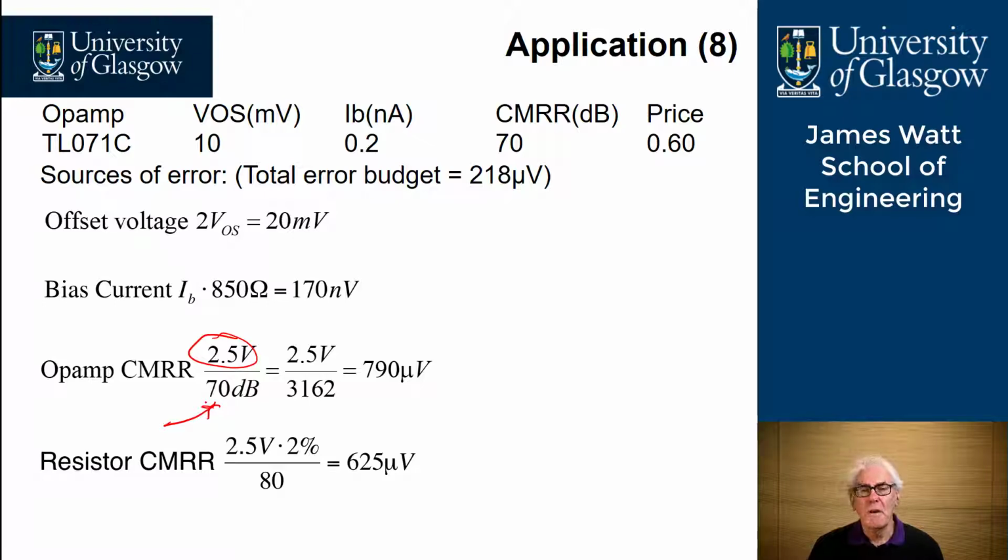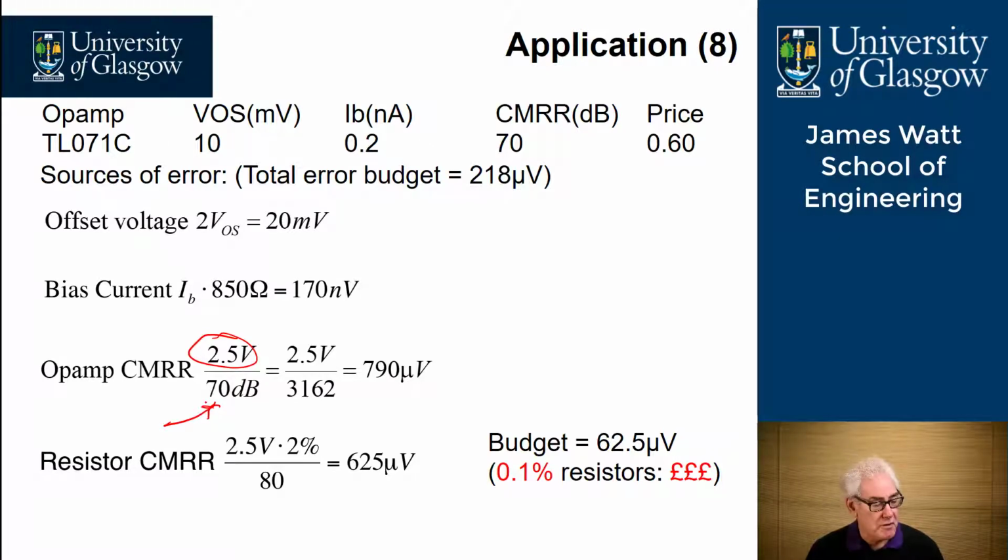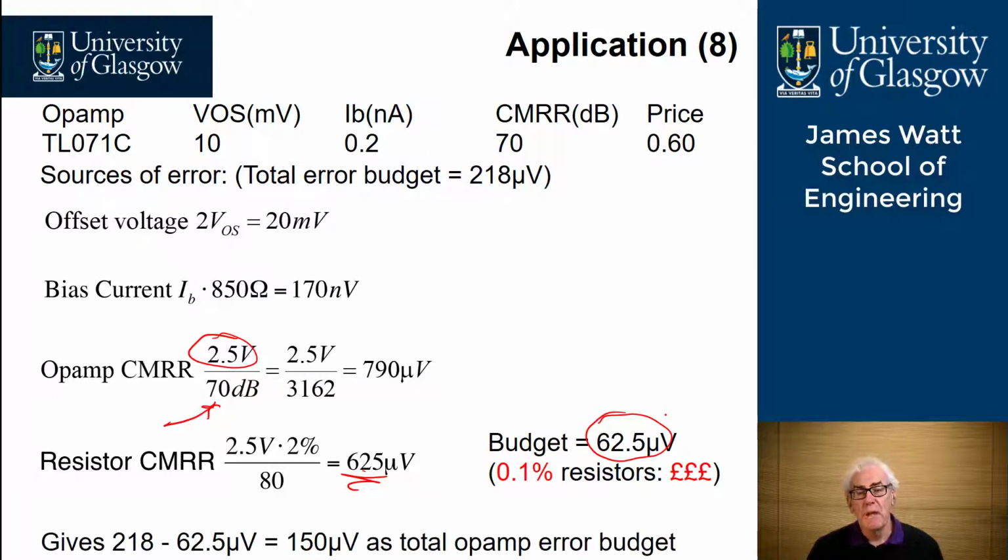So we've got a few things here we really need to look at to improve our circuit design. The first thing we can do straight away is to take the 1% resistors, which give us 625 microvolts error, and move them to 0.1% resistors. That gives us a resistor budget of about 62.5 microvolts. This means that we have about 150 microvolts left for the rest of the amplifier error budget. It's clear that the TL071C is not good enough for this application, but can we find a better op-amp?